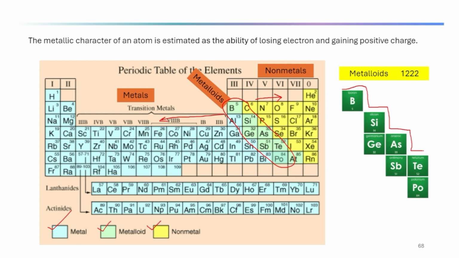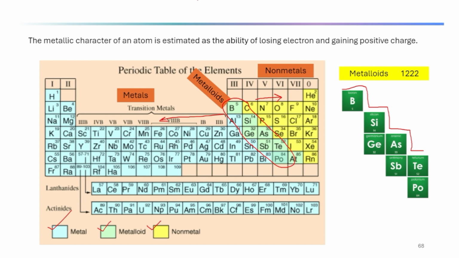And in this stair step, I remember it as the 1, 2, 2, 2 formula. That means when we are making the stair step, first we have one element, boron. Then in the next step, we take two elements, silicon and germanium. In the next step, we take another two elements, arsenic and antimony. And again in the next step, we take tellurium and polonium. So these 1, 2, 2, 2, I remember for the metalloids.